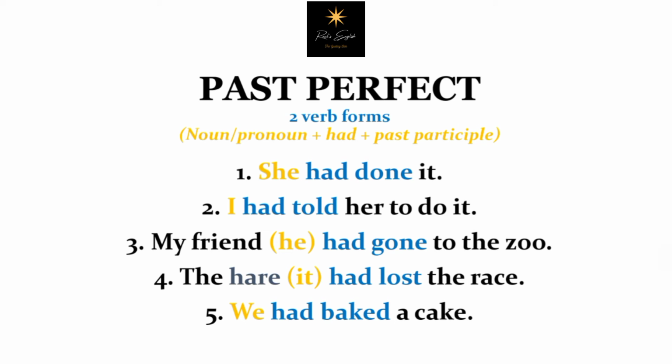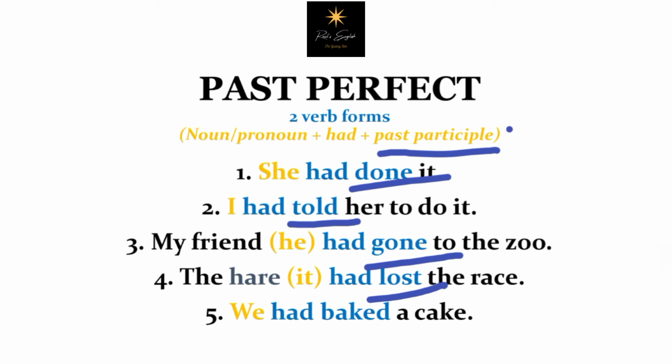Had plus past participle. Past participle of do is done. Past participle of tell is told. Past participle of go is gone. Past participle of lose is lost. And past participle of bake is baked.